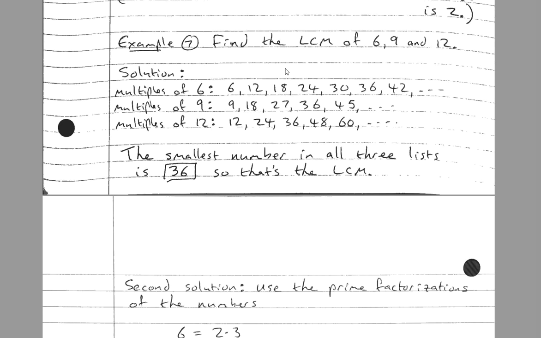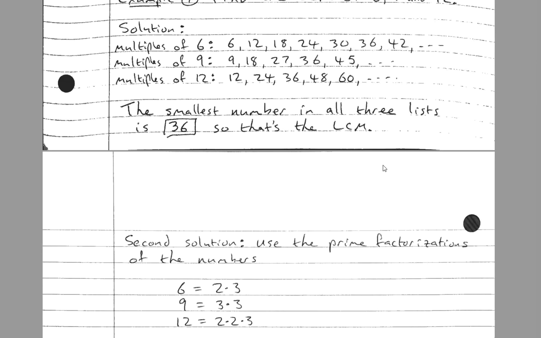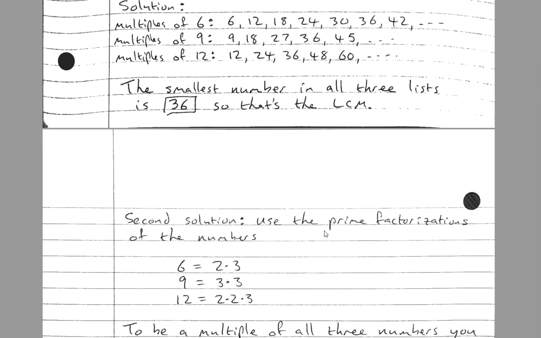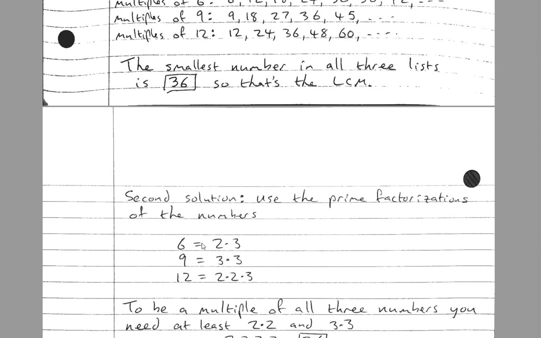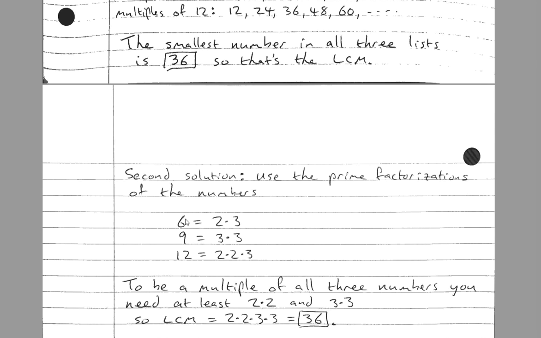Okay, now there was another way to do this question using the prime factorizations. So you remember this idea: any number, you can break it down into its prime factors. You remember those factor trees. This is easy. So 6 is 2 times 3. 9 is 3 times 3. And 12, you could break it as 4 times 3, and then 4 is 2 times 2. So 12 is 2 times 2 times 3.